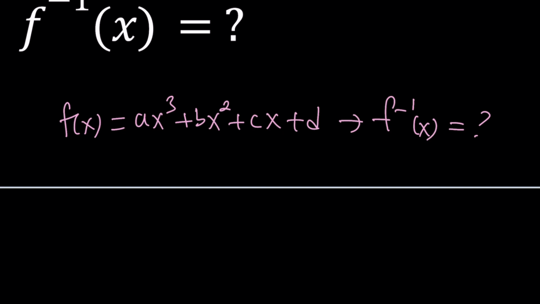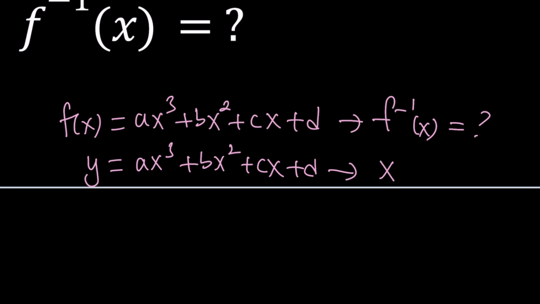In other words, if you call f of x y, finding the inverse basically means solving for x. So the idea is, are we able to solve for x in terms of y? If we can do that, then we have an inverse. That's a good question, right?